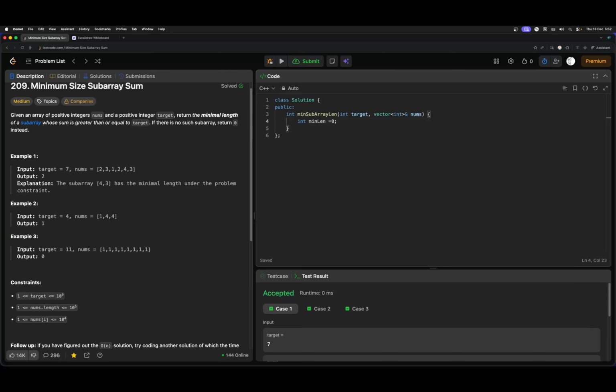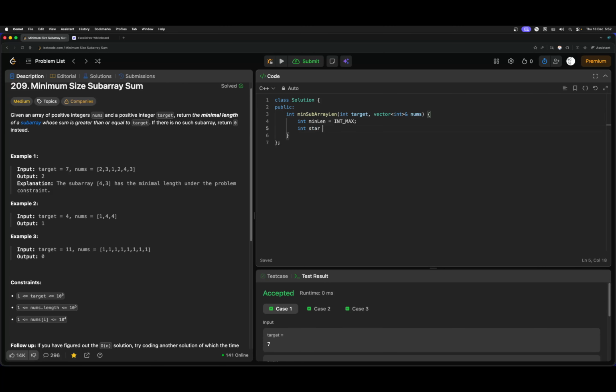And the final thing which I want to share with you guys is that you need to handle the case where there is no such subarray, then you need to return 0 itself. If there is no such subarray, you need to return 0. So that means we need to handle that case as well.